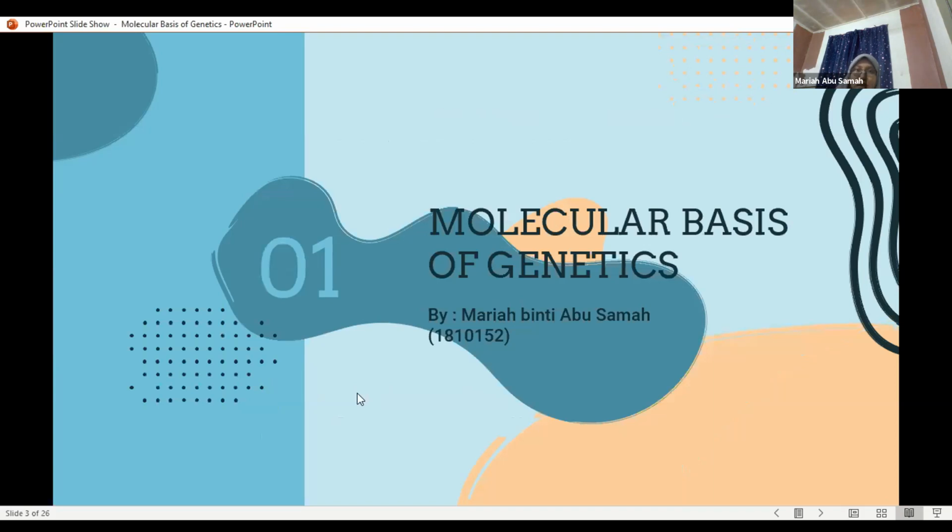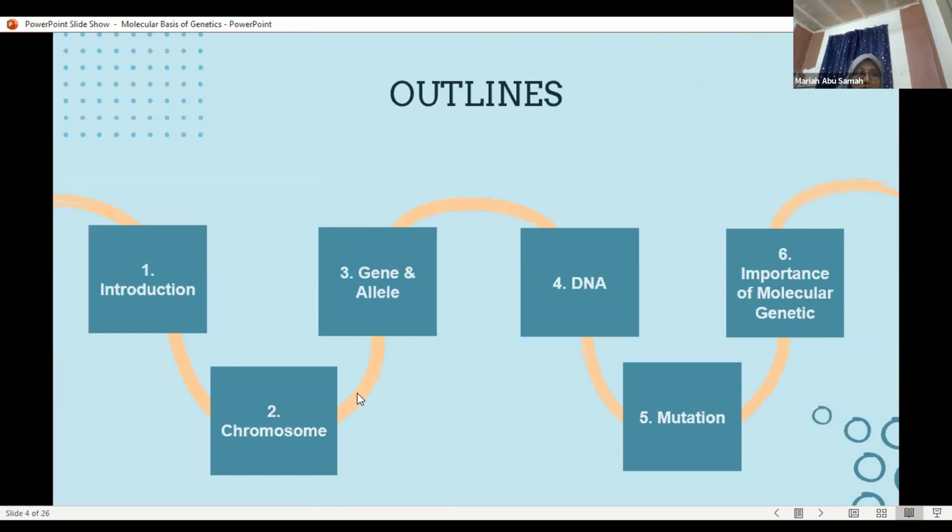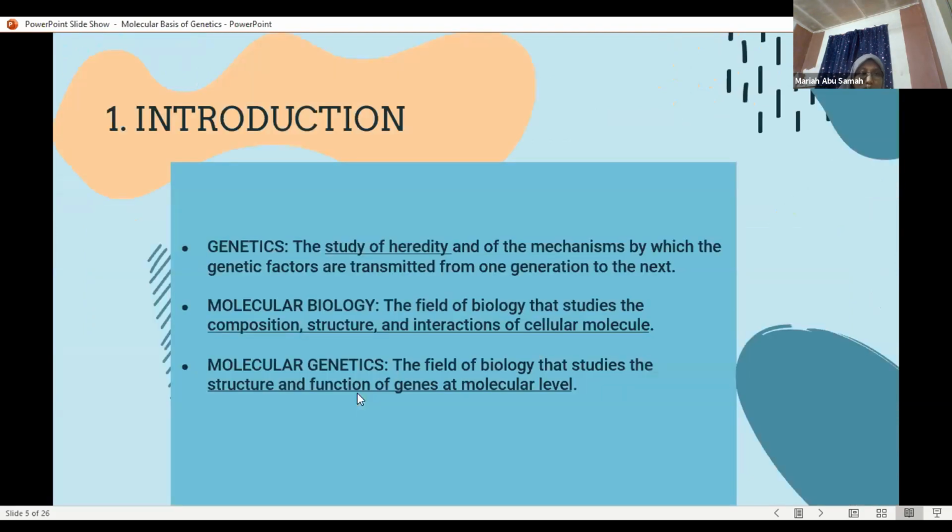So into the first subtopic, molecular basis of genetics. This is my outline: introduction, chromosome, gene and allele, DNA, mutation, and importance of molecular genetics. So a little bit of introduction. Genetics is the study of heredity and of the mechanisms by which the genetic factors are transmitted from one generation to the next. Molecular biology is the field of biology that studies the composition, structure, and interactions of cellular molecules, while molecular genetics is the field of biology that studies the structure and function of genes at molecular level.